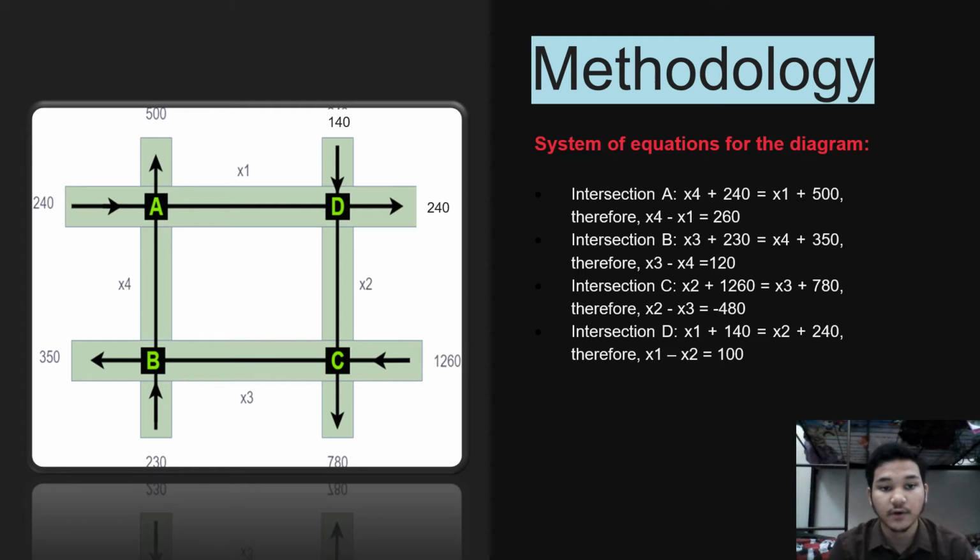There are four intersections: intersection A, intersection B, intersection C, and intersection D. For intersection A, the equation is x4 plus 240 equals x2 plus 500. After we did the linear equation, x4 minus x1 equals 260. Intersection B: x3 minus x4 equals 120. Intersection C: x2 minus x3 equals minus 480. Intersection D: x1 minus x2 equals 100.